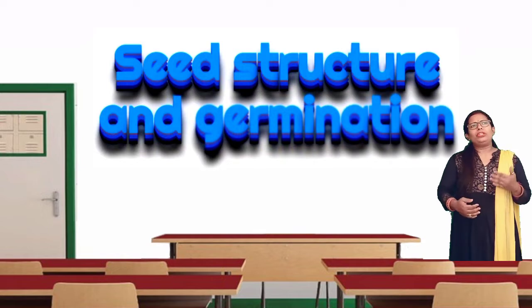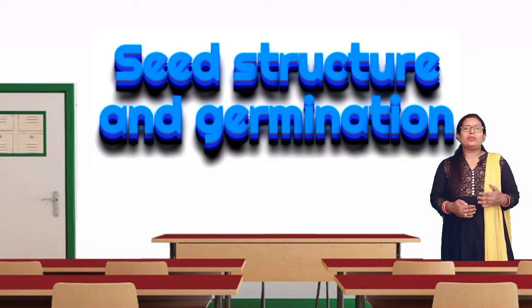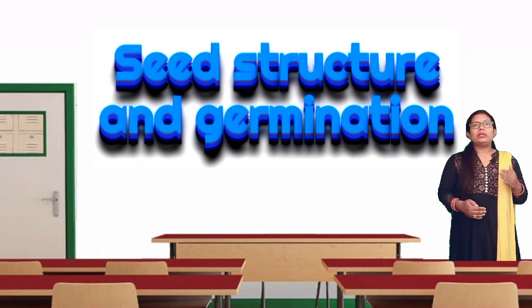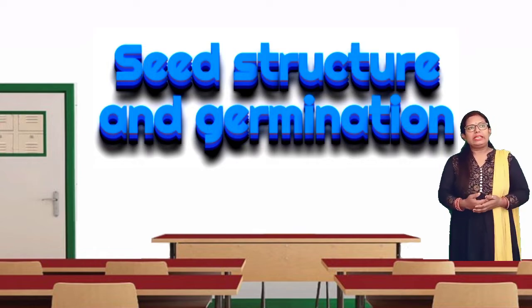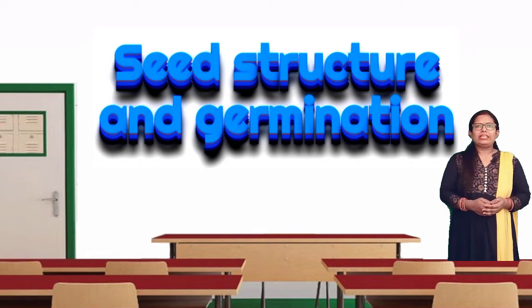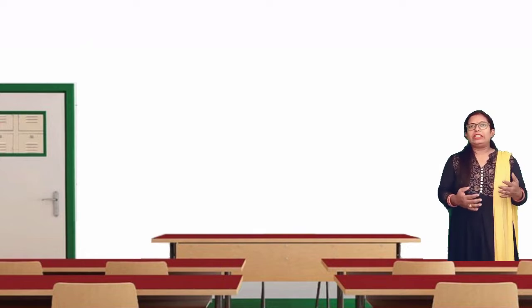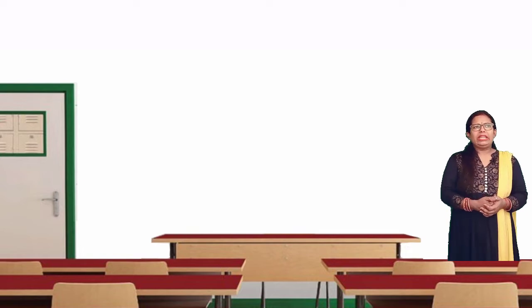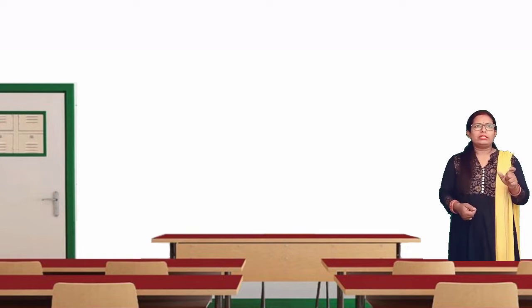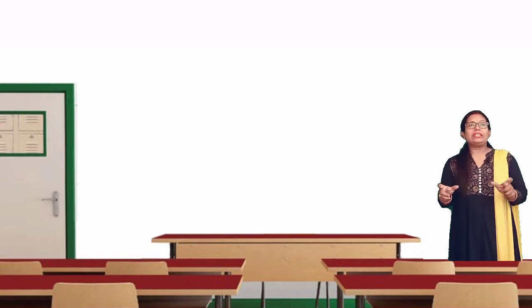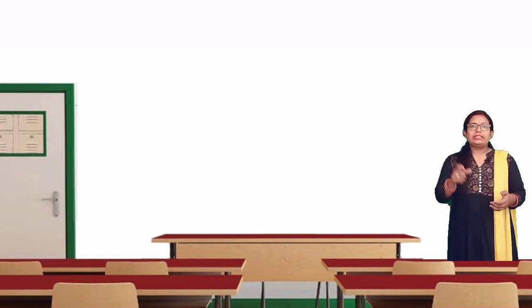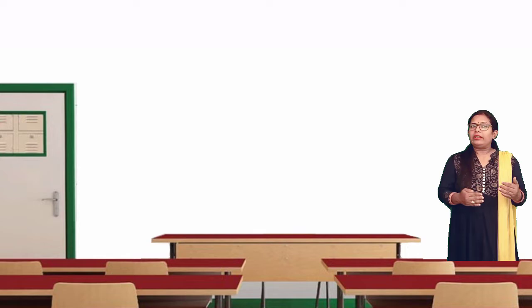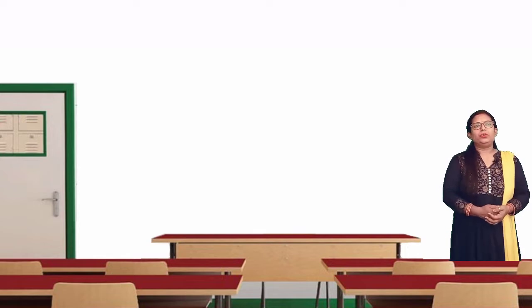But before we talk about the structure and germination of seed, we should discuss some terminology such as fruit, seed and grain. About fruit and seed we know and we have studied in previous classes also, but grain is a little bit new word for us, and many of us are confused with seed and grain. Some students think that seed and grains are the same thing, but it's a wrong concept. Seed and grains are different from each other. How they are different we will study in this video.